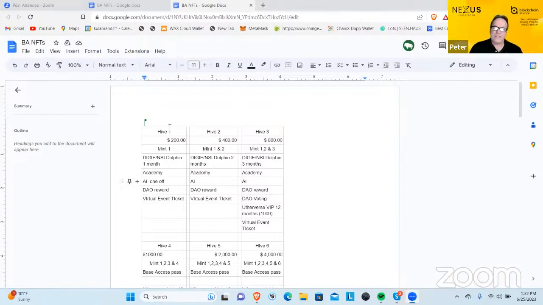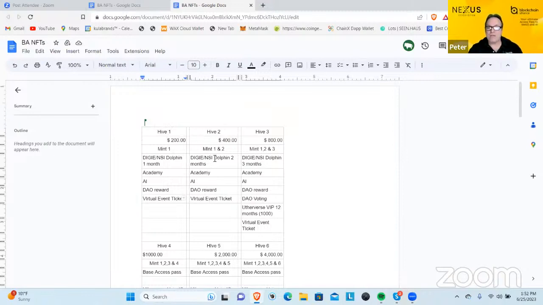Okay, so Hive 1 or Tier 1. You're going to do Mint 1. It's $200. It comes with Digi, NSI Dolphin, the Academy, AI. I don't know why that's there. And then, if you get 3 of them, the DAO rewards, but you need to have 3. It also comes with a virtual event ticket to the event that we're going to be doing in October. We are working on a new payment solution, and when that comes out, it will be added to this NFT. So that's $200. You get the collectability and all the other benefits.